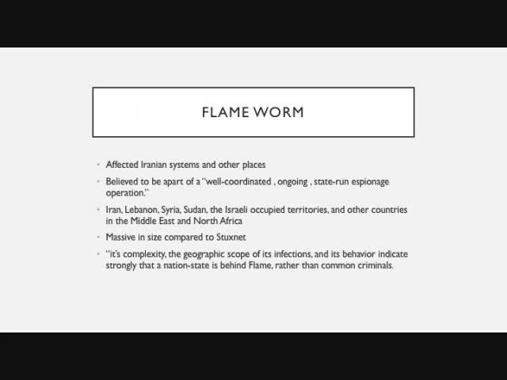Iranian systems in other places have also been affected with another sophisticated piece of malware called Flame. It is believed to be part of a, quote, well-coordinated, ongoing, state-run cyber espionage operation, unquote. Kaspersky Lab, a Russian-based antivirus firm, discovered the malware had been attacking targeted systems in Iran, Lebanon, Syria, Sudan, the Israeli-occupied territories, and other countries in Middle East and North Africa for no less than 2 years.